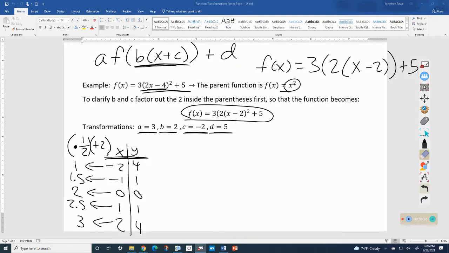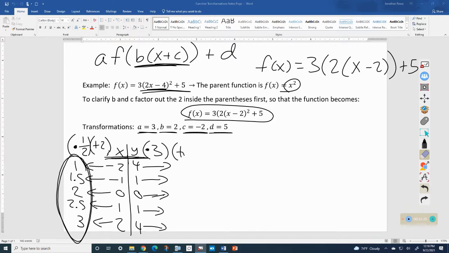Okay, so these are my new x coordinates. The b and the c are the only things that change the x coordinates. Now for the y side, it's the a and the d that affect those. What do I do to the y's? I multiply by a and I add d. So I multiply by 3 in this case, and then I add 5.